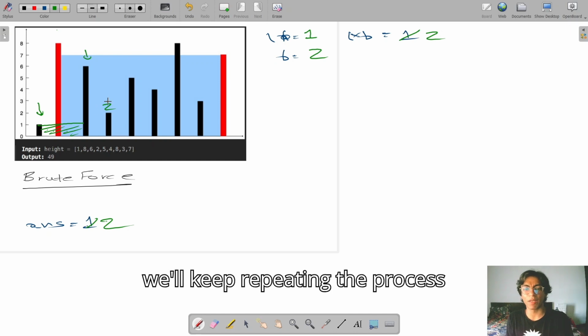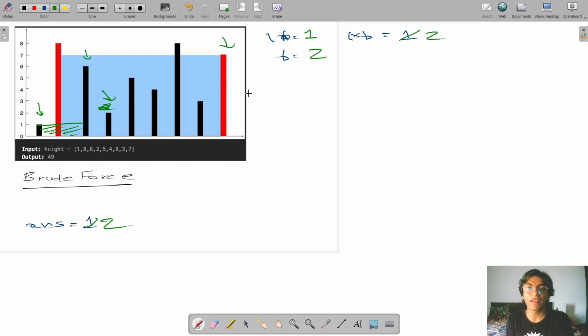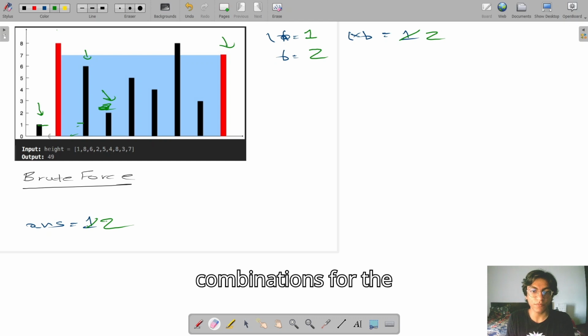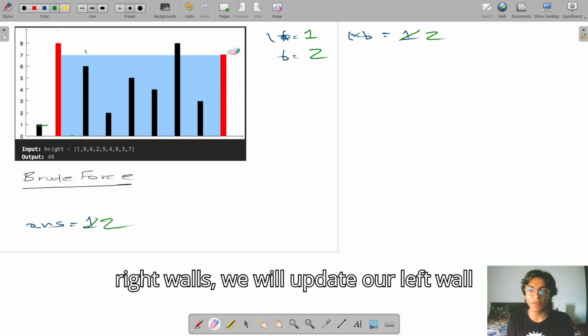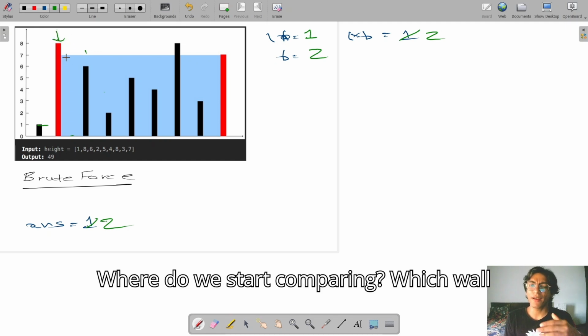And we'll keep repeating the process till we reach the very end, after which we will try all the combinations for the next one. As soon as we've reached the end of the right walls, we will update our left wall to move to the next combination. Now, where do we start comparing?